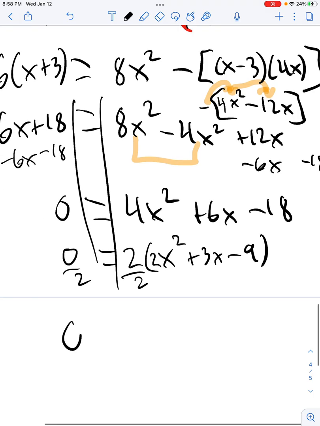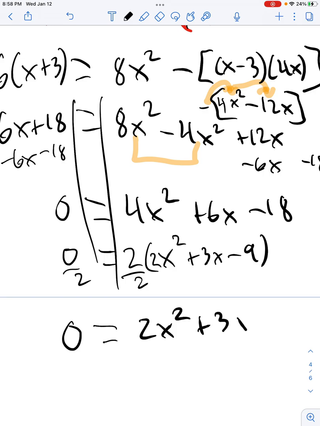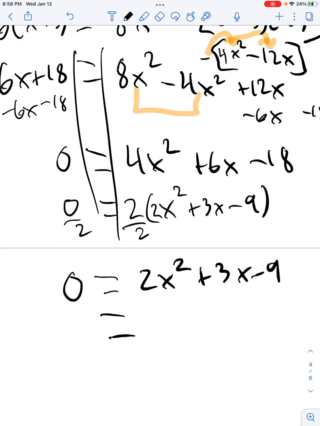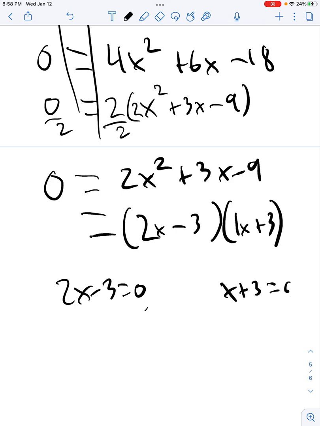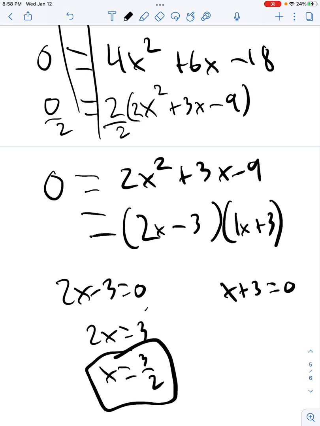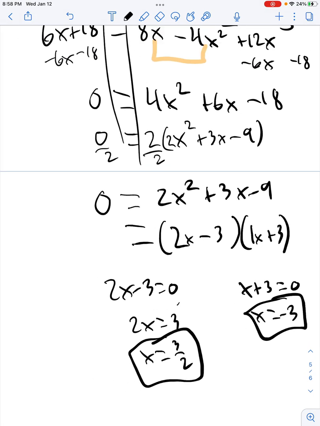We could divide that 2 on both sides. Again, 0 divided by 2 isn't going to do anything. So 0 equals 2x squared plus 3x minus 9. And I can think about, well, the only way to multiply to get 2 is 2 times 1. So I have 2x and 1x. And then they need to multiply to get negative 9, but add to get positive 3. So if I do it like that, I'm going to get an answer of 2x minus 3 equals 0, and x plus 3 equals 0, 2x equals 3, x equals 3 halves, or x equals negative 3.